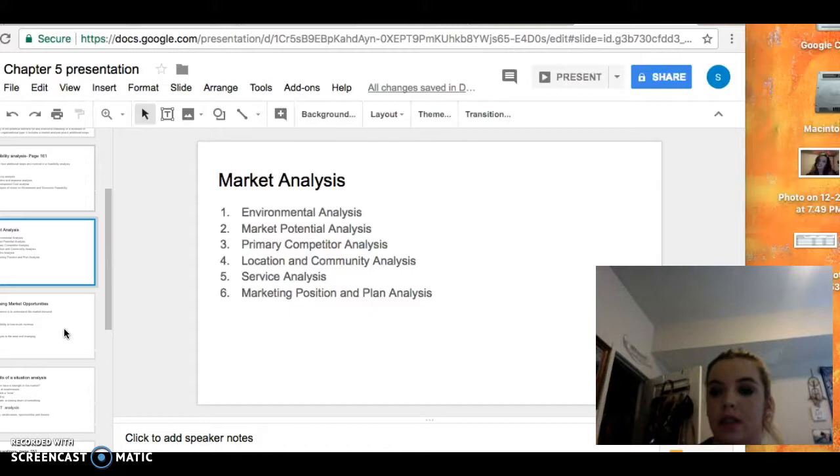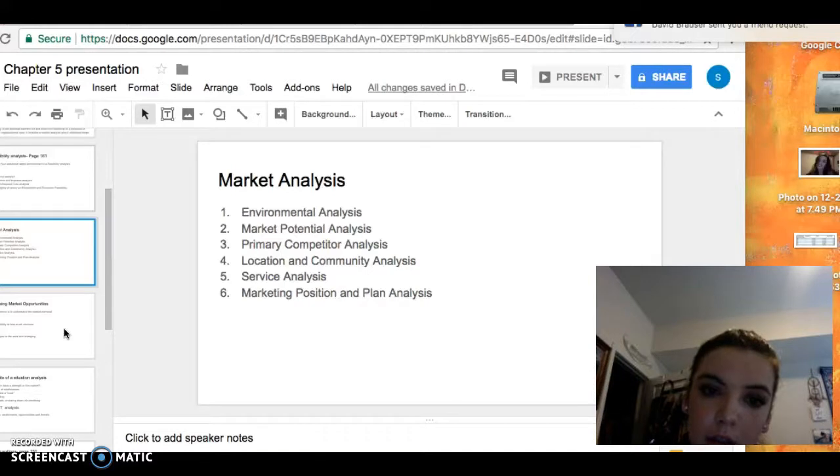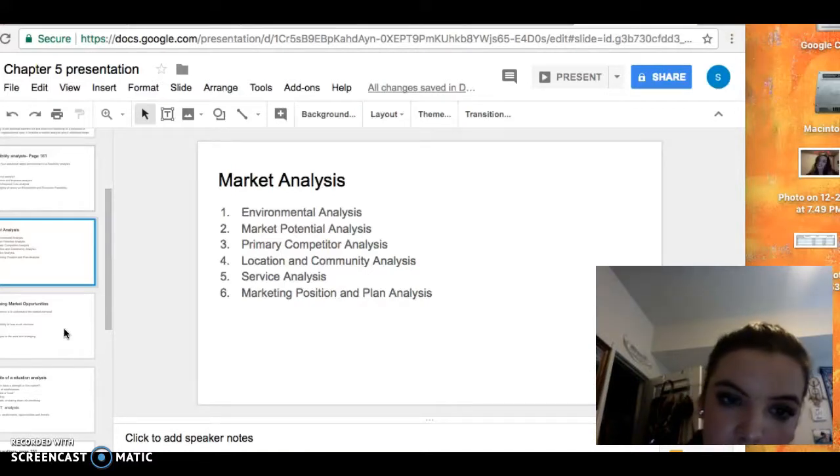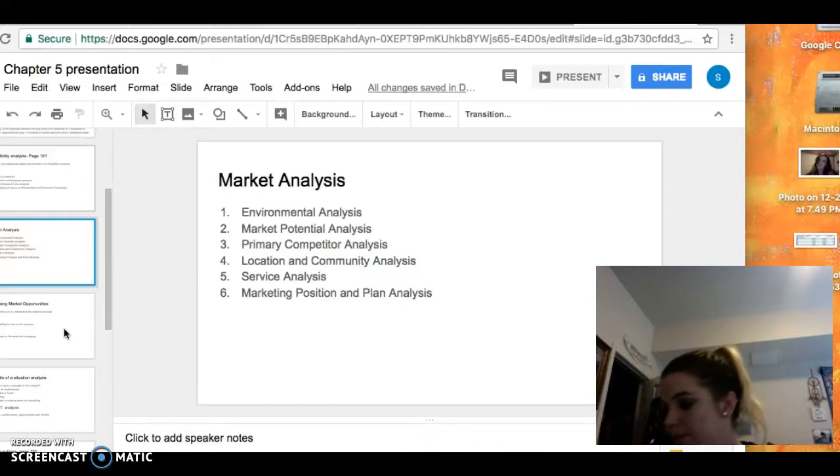So market analysis. Some parts of the market analysis are going to be environmental analysis, market potential analysis, primary competitor analysis, location and community, service analysis, marketing position, and planning. So we can start first with environmental. This is how will the marketing environment and controllable factors affect the organization's direction and success.